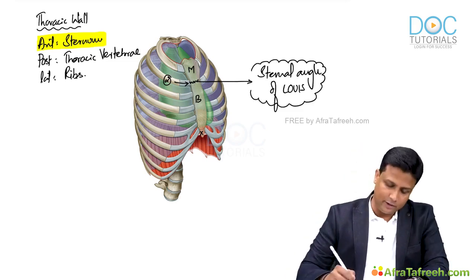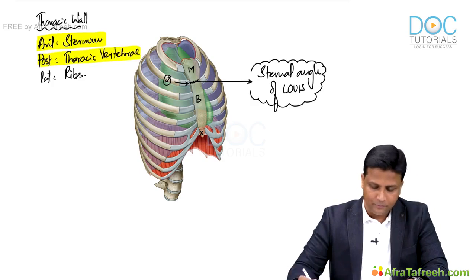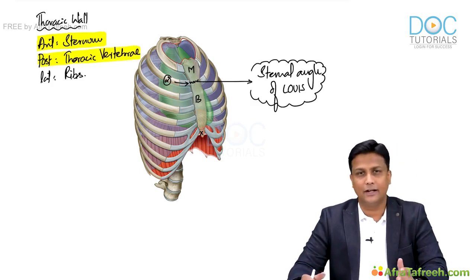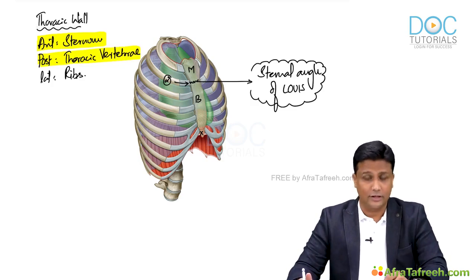Now what about the vertebrae? Vertebrae, nothing to discuss over here, guys. Thoracic vertebrae, there will be totally 12 in number. And in the general anatomy part, I will actually teach you how to differentiate between the cervical, the thoracic and lumbar vertebrae. So we don't have to discuss that over here.